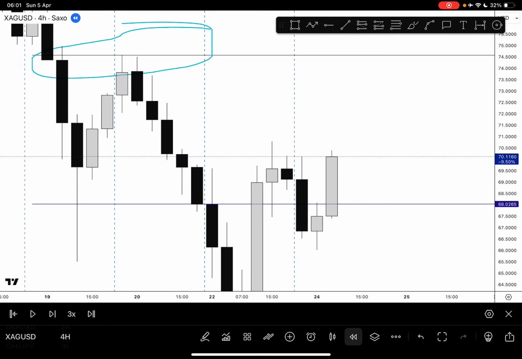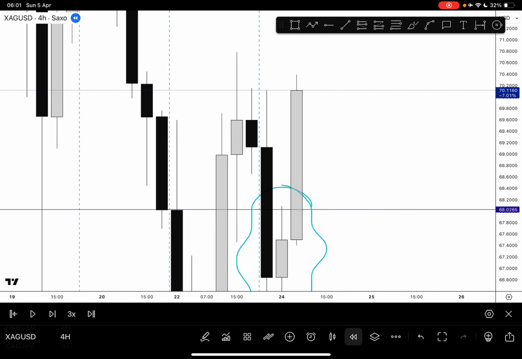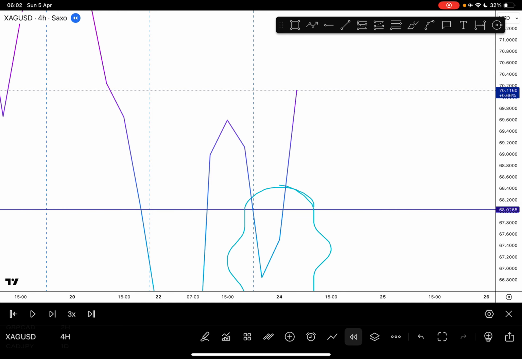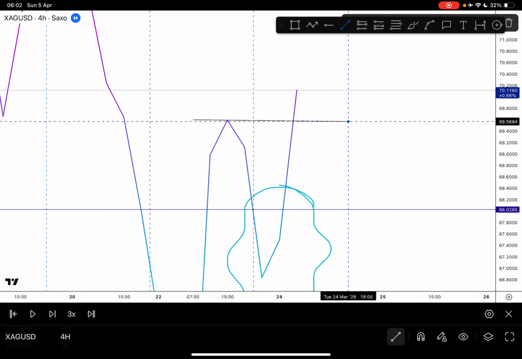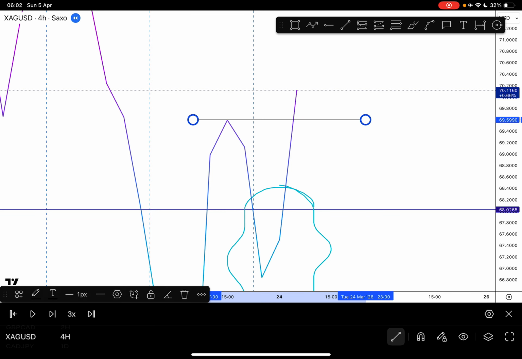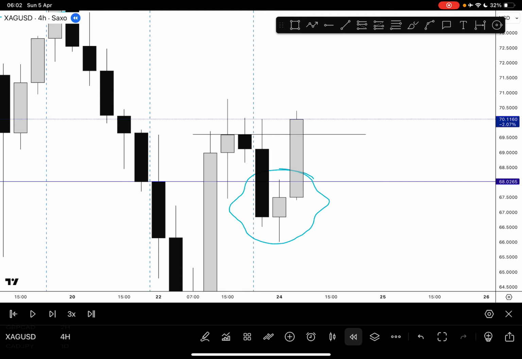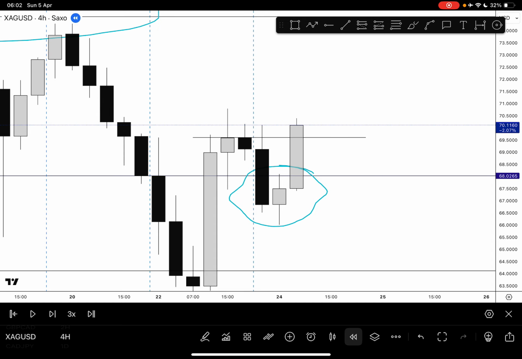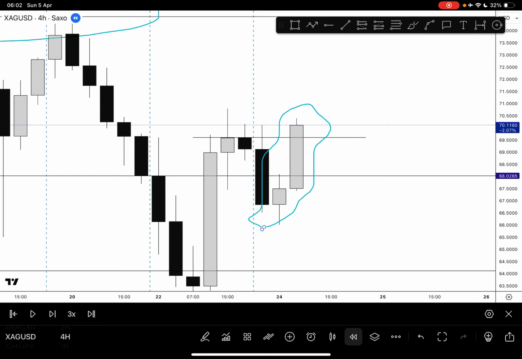Now, what do we have here? We've gone to that level and rejected, and if you look closely, we have an A-shaped key level that got violated. So we now have a breakout on the 4 hours. Once I have this, I know this is my trading range, and I look to execute inside this range.